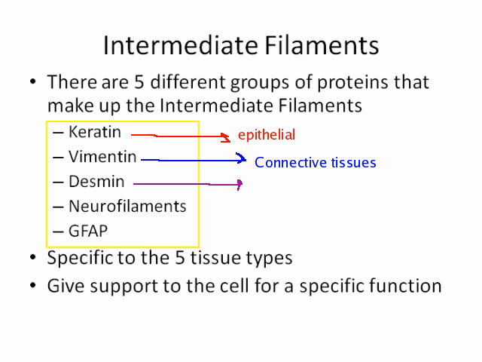Muscular tissue relies on desmin as its intermediate filament. Nervous tissue is going to rely on neurofilaments.